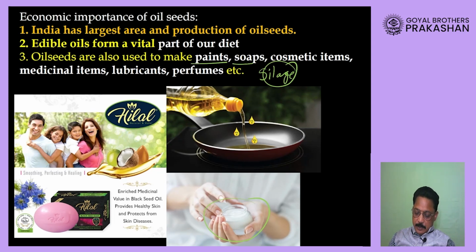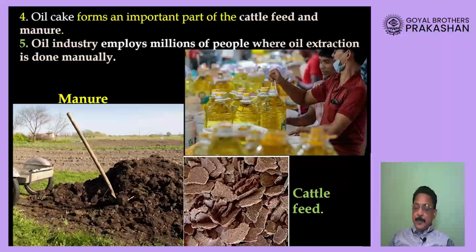You must have heard of almond oil, no? So this almond oil is used for making perfume. Then oil cake we have already studied, this oil cake will be used to make silage, and otherwise the crushed oil seeds can also be used to make organic fertilizer called manure.